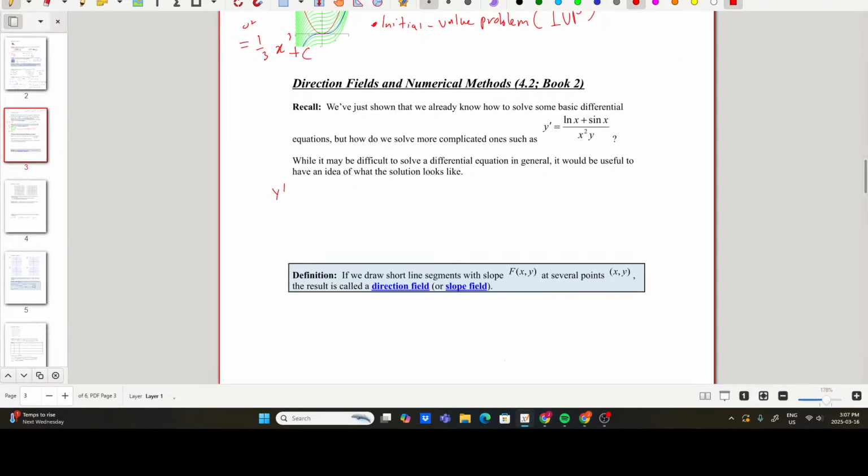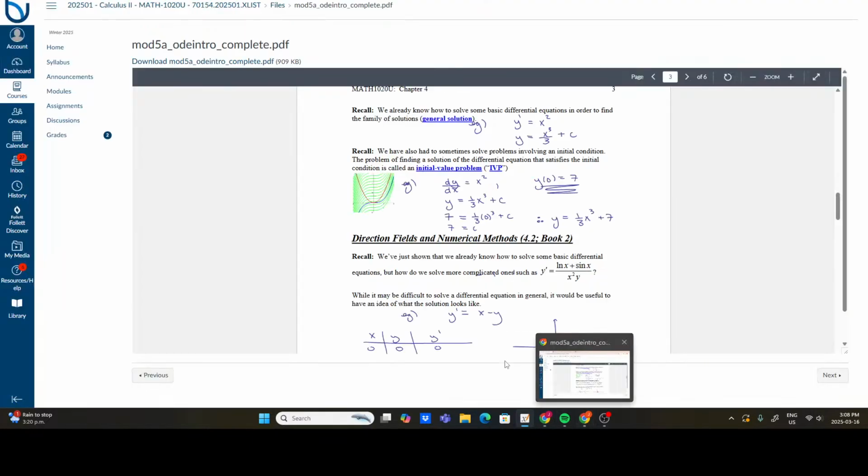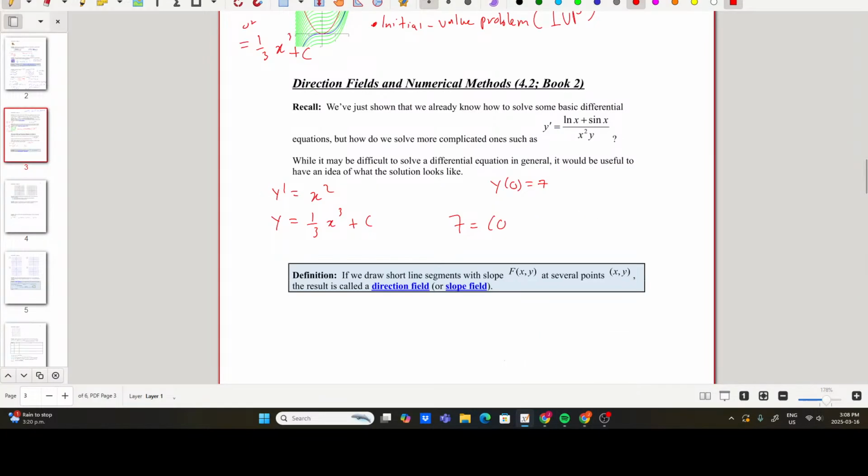Before, I said y prime equals x squared, and therefore my y has to be equal to 1 over 3 x cubed plus c, right? Now, let's say we said y(0) equals 7. Then in that case, 7 equals 1 over 3 times, wait, wouldn't that mean everything else be 0 cubed? Yeah, it would be 0 cubed plus c. And so the 7 equals c.